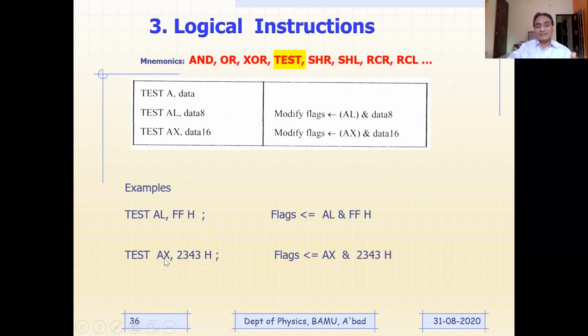And this is TEST AX, 2343. It means this 16-bit data 2343 is going to be logically ANDed with AX, and the result is not going to be updated anywhere. AX is not going to be updated, rather only flags are going to be updated. So far we have discussed the AND instruction, OR instruction, XOR instruction, and TEST instruction.